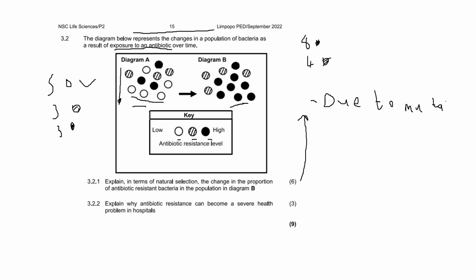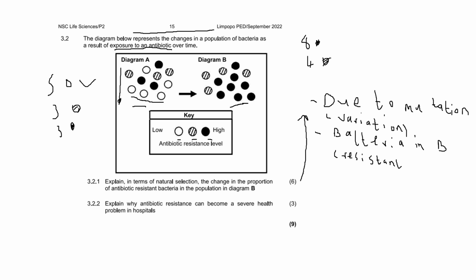So variation will come due to mutation. I put in a bracket: variation, which is due to mutation. So we have that variation due to mutation, and then from there onwards, this mutation will lead to bacteria in B having antibiotic resistance. So this mutation will lead to bacteria in B becoming resistant.